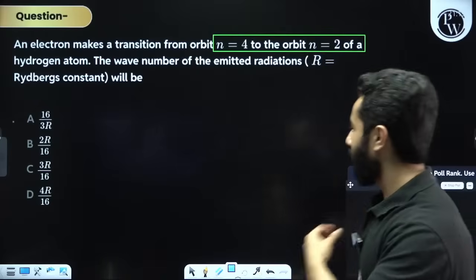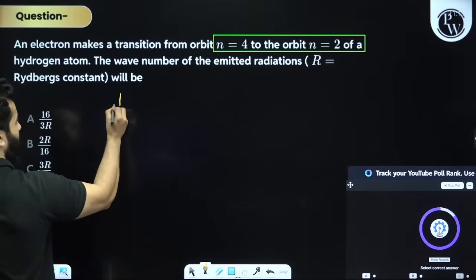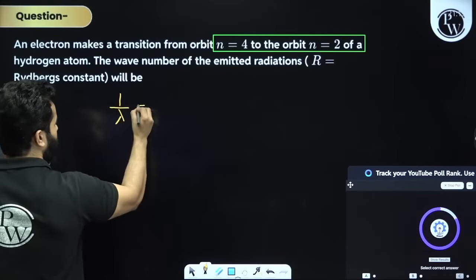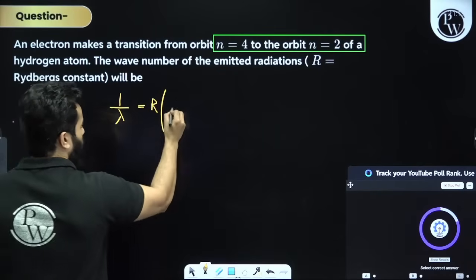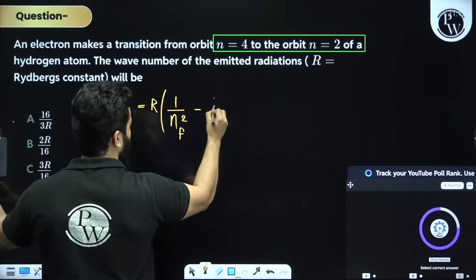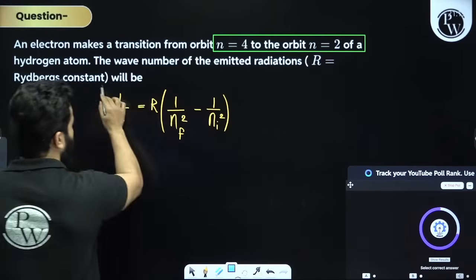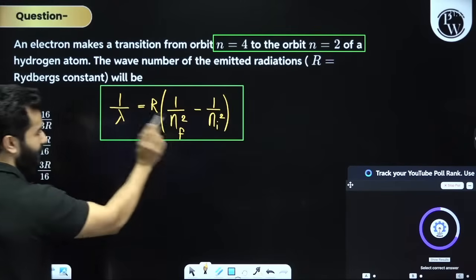1 upon lambda is known as wave number, and mind you, 1 upon lambda is written as Rydberg's constant times 1 upon n final square minus 1 upon n initial square. Remember it like this, you will never forget.